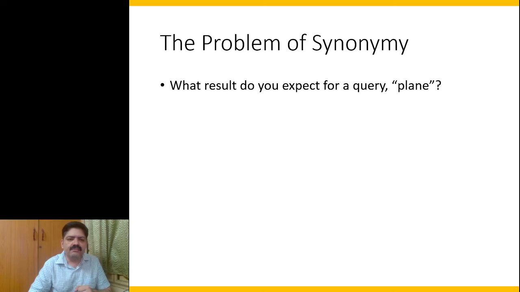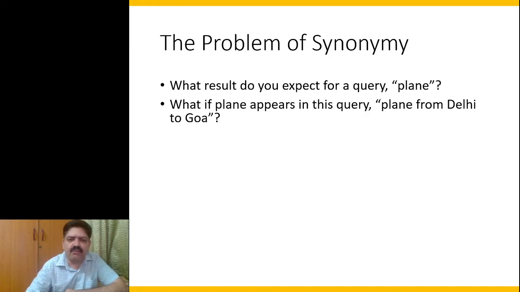So here is an example. We call this the problem of synonymy. What result do you expect for a query plane? Usually, plane refers to a flight or an aeroplane as we call it. So let's say if I show you the query plane from Delhi to Goa. Now here the context makes it clear that I'm talking about a plane which is a flying object. But a plane need not always be a flight or a aeroplane. It could also refer to the plane as in the object of geometry.